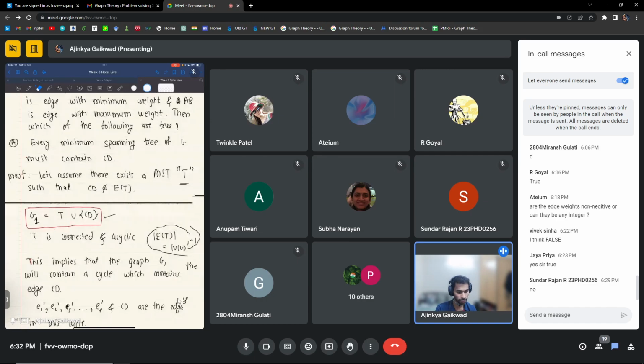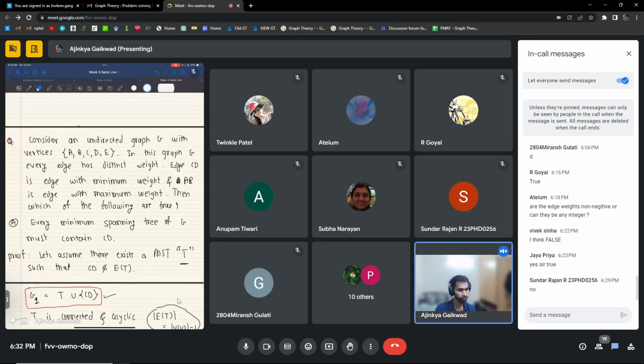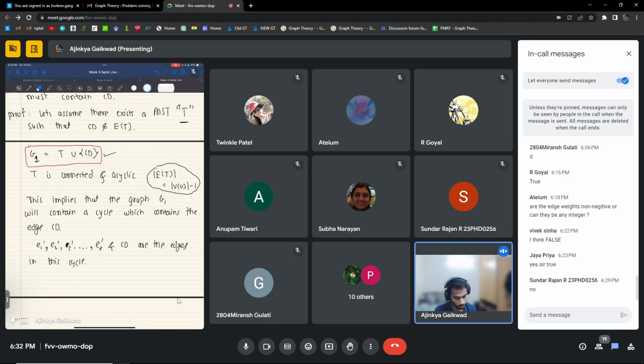This is given as part of my question. I had 5 vertices and all the edge weights were distinct. So here, the weight of E1 prime is not equal to the weight of E2 prime, which is not equal to the weight of CD, right? None of these edges have equal weight. That means CD is the edge with minimum weight.